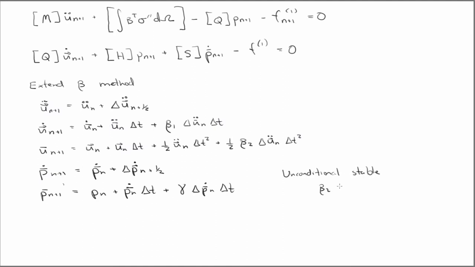For beta 2 greater than beta 1 greater than one half gamma. Sorry. Greater than gamma, greater than 1/2.